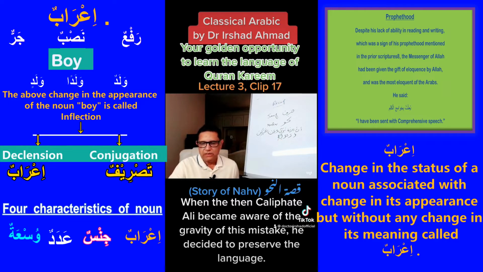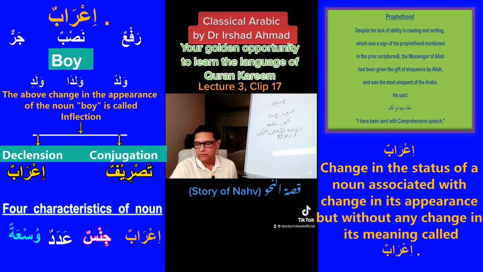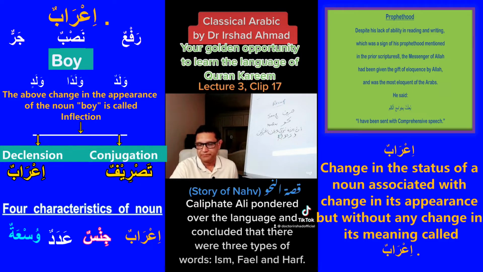when the news reached Hazrat Ali, he was shocked. Such a grave mistake. Alarm bells started ringing with the thought of similar other mistakes might be taking place. So he decided to preserve the language. So he pondered over the language and concluded that there are three kinds of words in Arabic: ism, fail and harf.